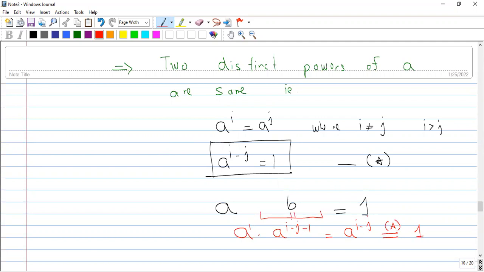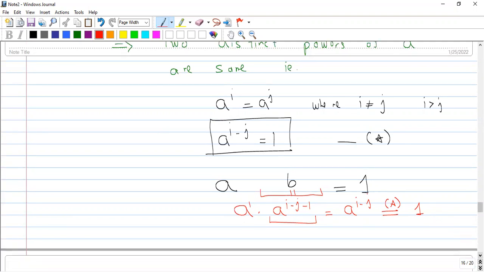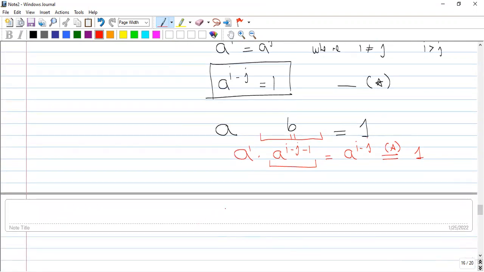So if I select b, this element, and multiply b with a, then the answer is equal to 1. So you can say that for b, it is equal to a raised to the power i minus j minus 1. If I multiply a with b, then the answer is equal to 1. And why is this happening? Because of this fact.